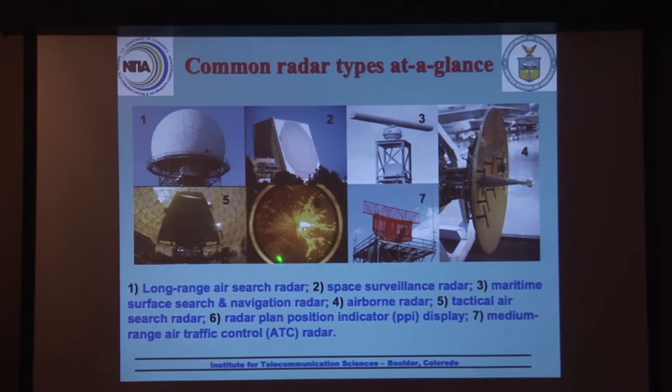A radar plan position indicator, this is for an analog radar. Digital radars reproduce this kind of display, they just do it through digital programming. A medium range air traffic control radar with a beacon on top, and again we've talked about these in previous talks, so that's just a very quick re-survey.